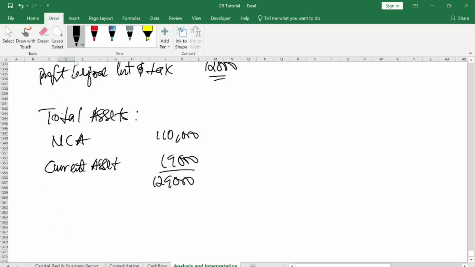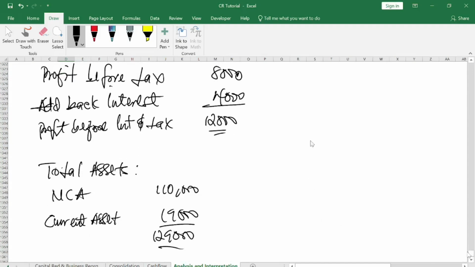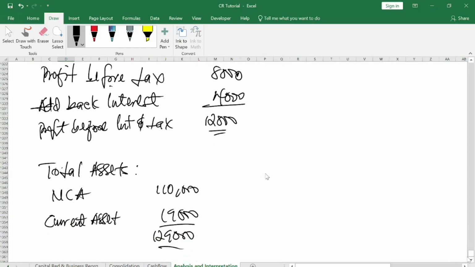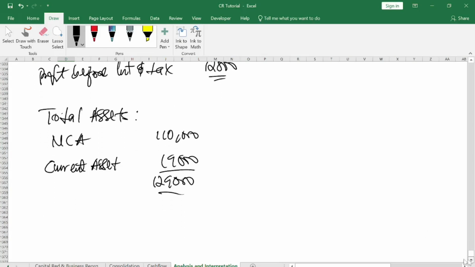So what do we come for? Our profit before tax. We've also calculated that, right? So then we can insert the values in the formula. Sir, please, you are left with the current liability. Okay, let us look at current liability also.